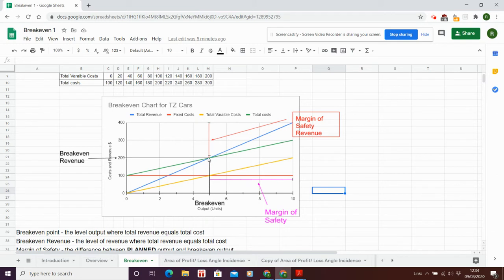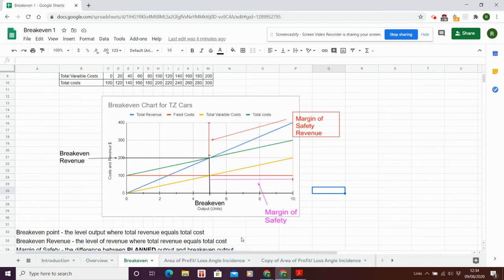So in your exam, you will look for that point where your total revenue and your total cost curve intersect, and you will put a line down to the x-axis and label that as the break-even point. And you may also be asked to identify the level of output from your graph. And on my graph, it is 5 units because it's halfway between 4 and 6.